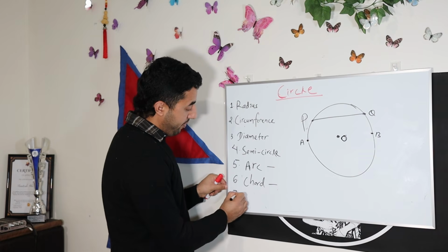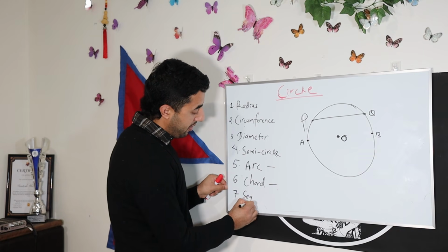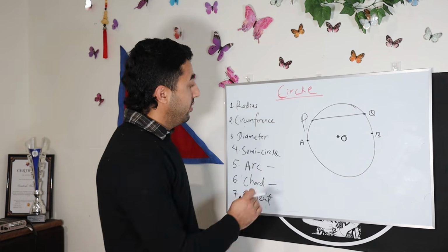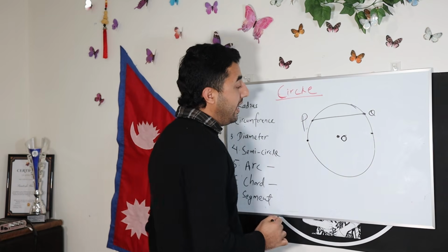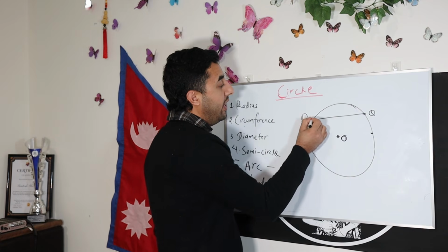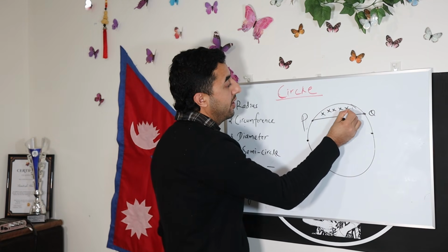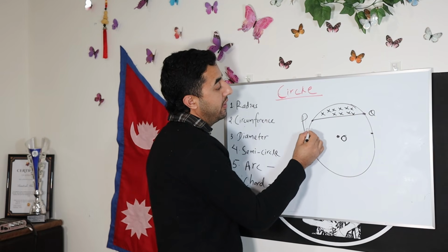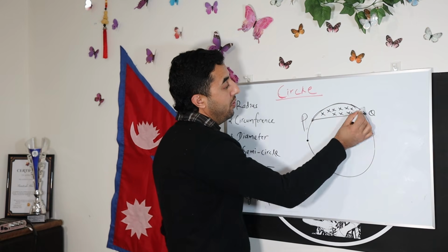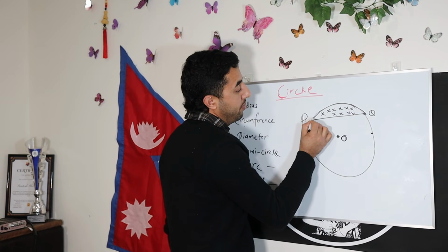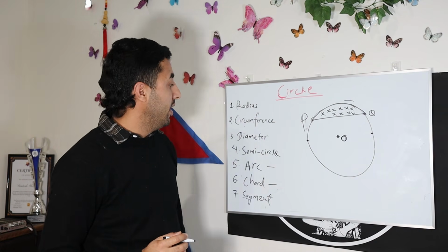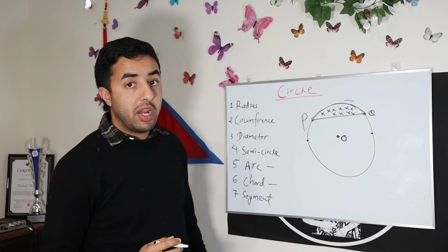So let's learn about the segment. Segment भनेको the area enclosed by chord and the corresponding arc. This area is called segment. The area enclosed by chord PQ and the minor arc PQ ले जुन area enclosed गरेको छ त्यसलाई हामीले segment भन्छौं. Segment also we can say minor segment and major segment.